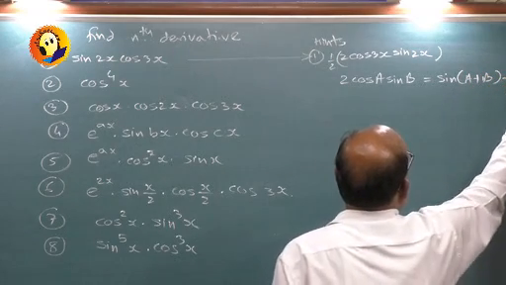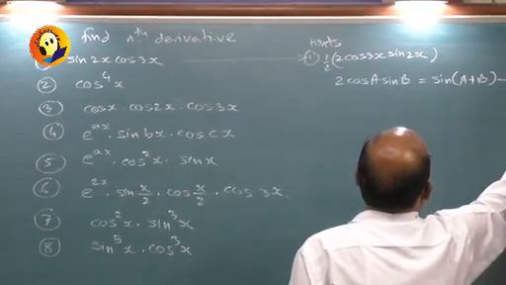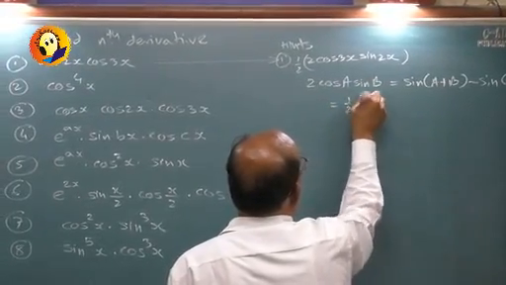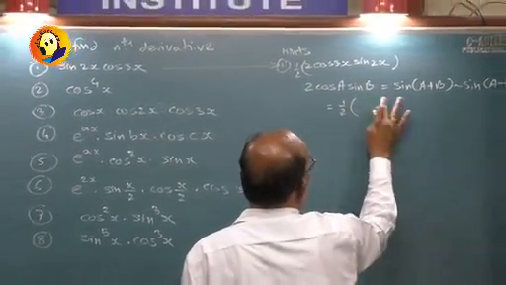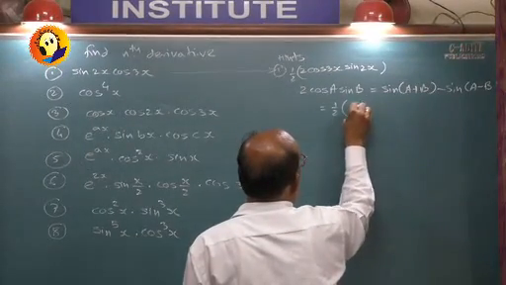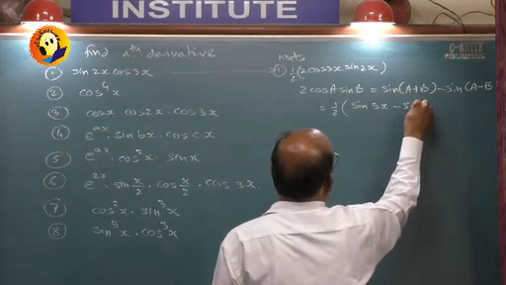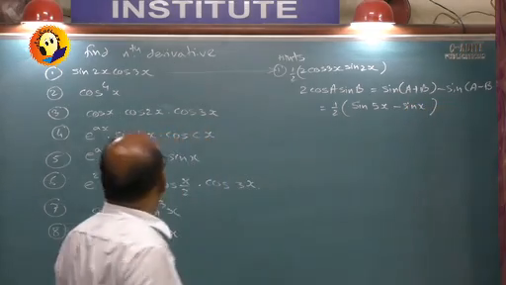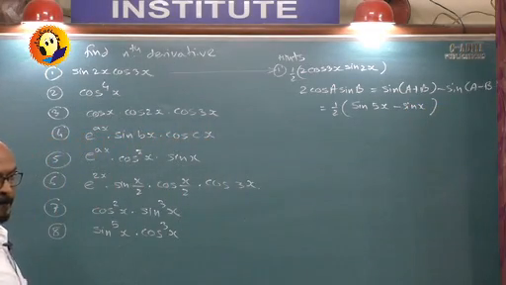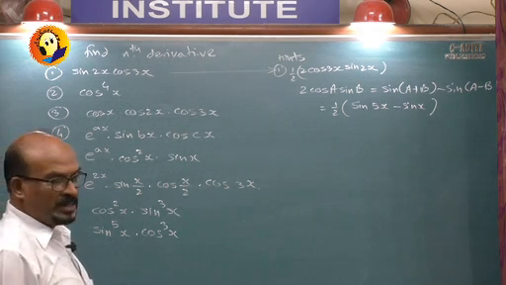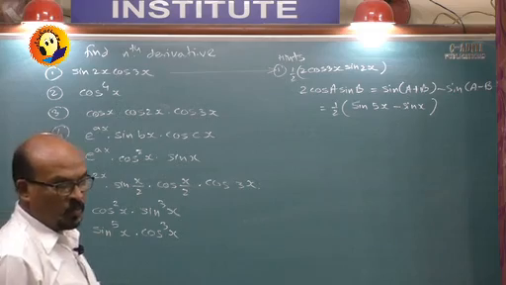Minus sin of a minus b. And so this will simply result in half into bracket sin of 5x minus sin of x, and then use the formula for the nth derivative of sin, that is sin of x plus n pi by 2, right?